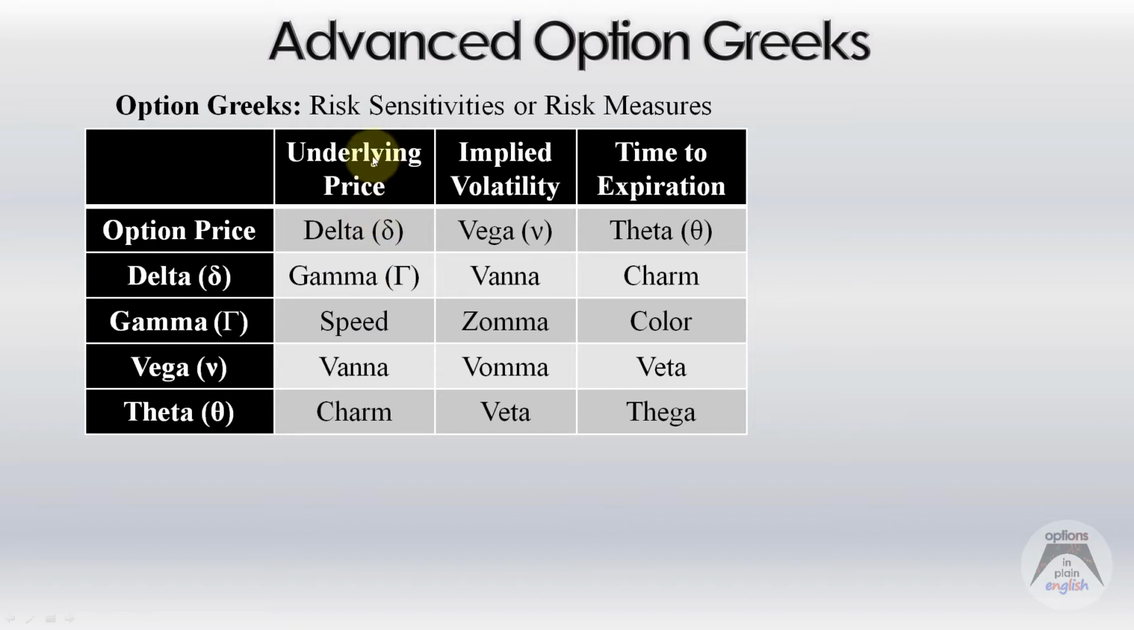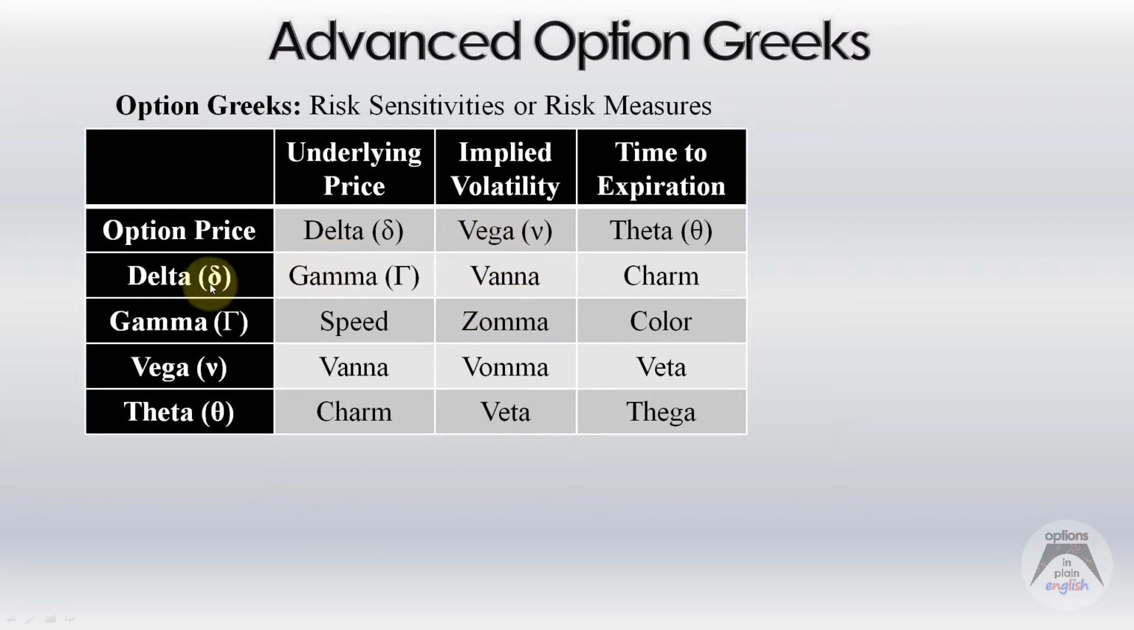Gamma measures how much the delta changes as the underlying price changes. Delta changes with implied volatility as well, and that's measured by Vanna. Now, we're going to start talking about some of these higher order Greeks that maybe are not going to be available in your brokerage platform. Even though we don't have a way to access them, it's important to know how they behave and how they affect the Greeks that we do care about.